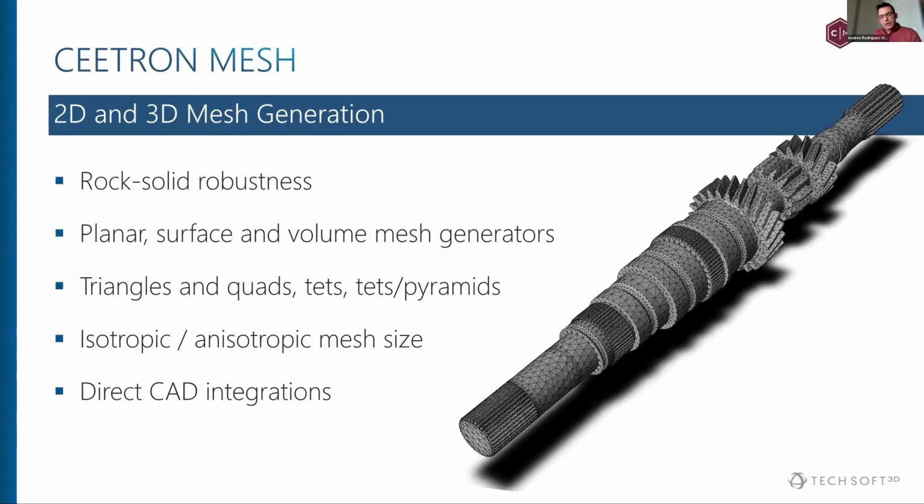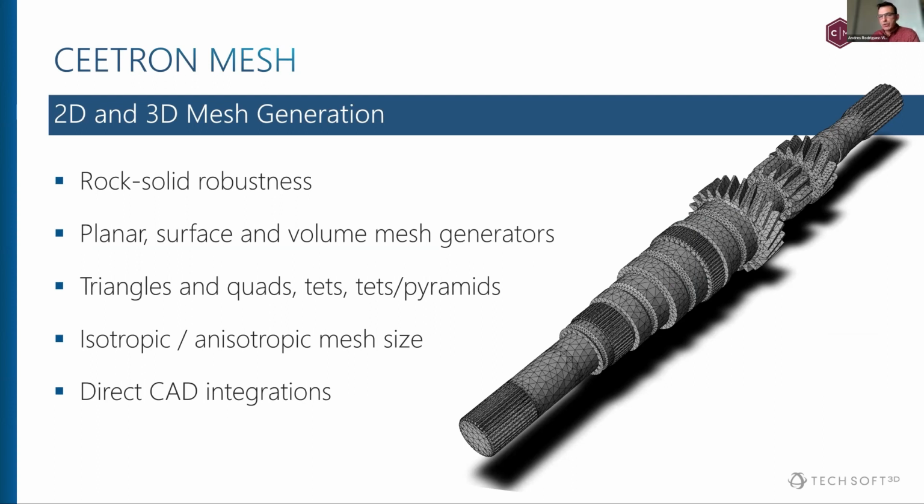And here we have a new product called CEETRON Mesh, which is a robust all-purpose mesh generation toolkit for planar, surface, and volume meshes. It relies on exact arithmetic predicates and a consistent boundary recovery to ensure fail-free operation. It's really the main feature here. It's a robust all-purpose toolkit.